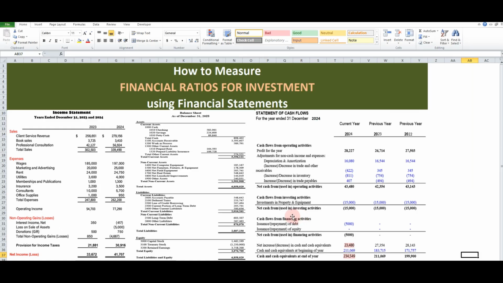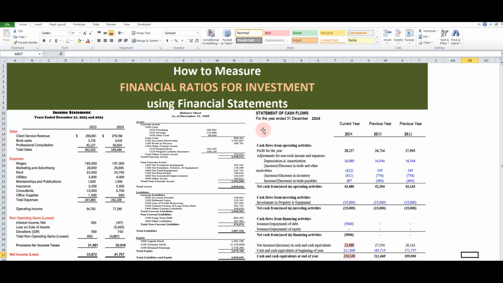In this video, we will learn how to measure financial ratios for investment purposes using financial statements like the income statement, balance sheet, and cash flow statement. These are the financial statements: income statement, balance sheet, statement of cash flow. We just require the income statement and balance sheet. We can measure how to calculate ratios using these two statements for investment purposes.